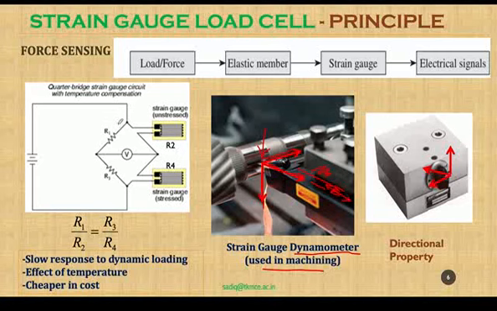We have a demonstration here. This is a Wheatstone bridge where we have four resistors. In this diagram only two resistances are shown in the form of strain gauge.